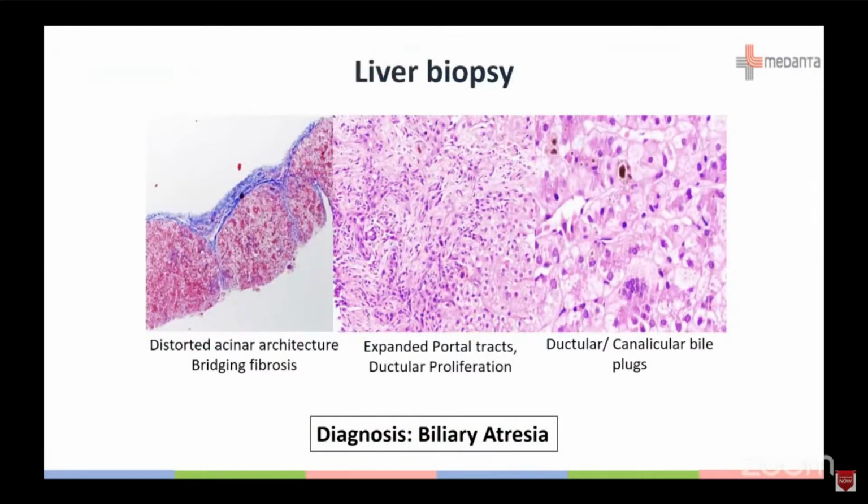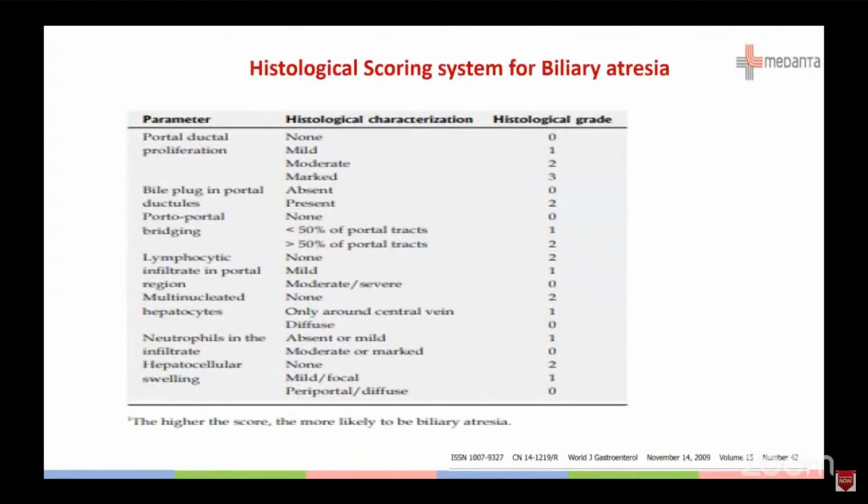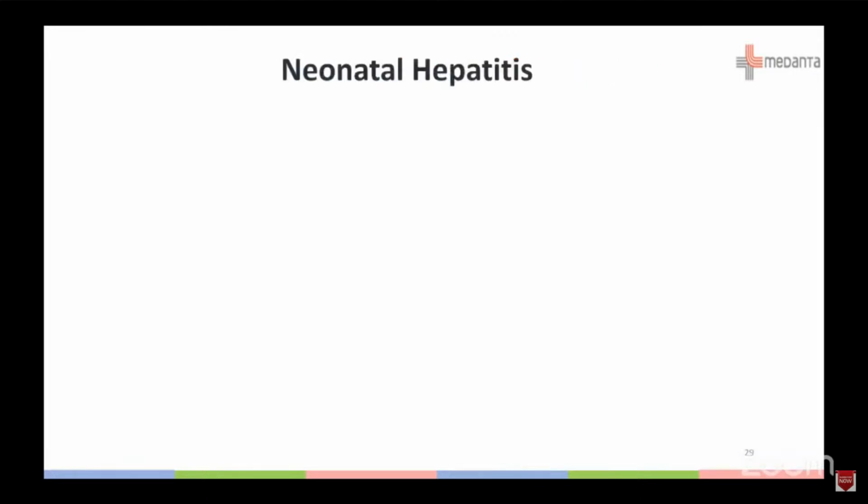These are the pictures of the liver biopsy which we got in our case. There was distorted acinar architecture with bridging fibrosis, expanded portal tracts, ductal proliferation, and canalicular bile plugs. All these three features are pathognomonic of biliary atresia. There is a histological scoring system for biliary atresia, and there are different components which the histopathologists use for the diagnosis. In this scoring system, the higher the score, the more likely is the case to be biliary atresia.